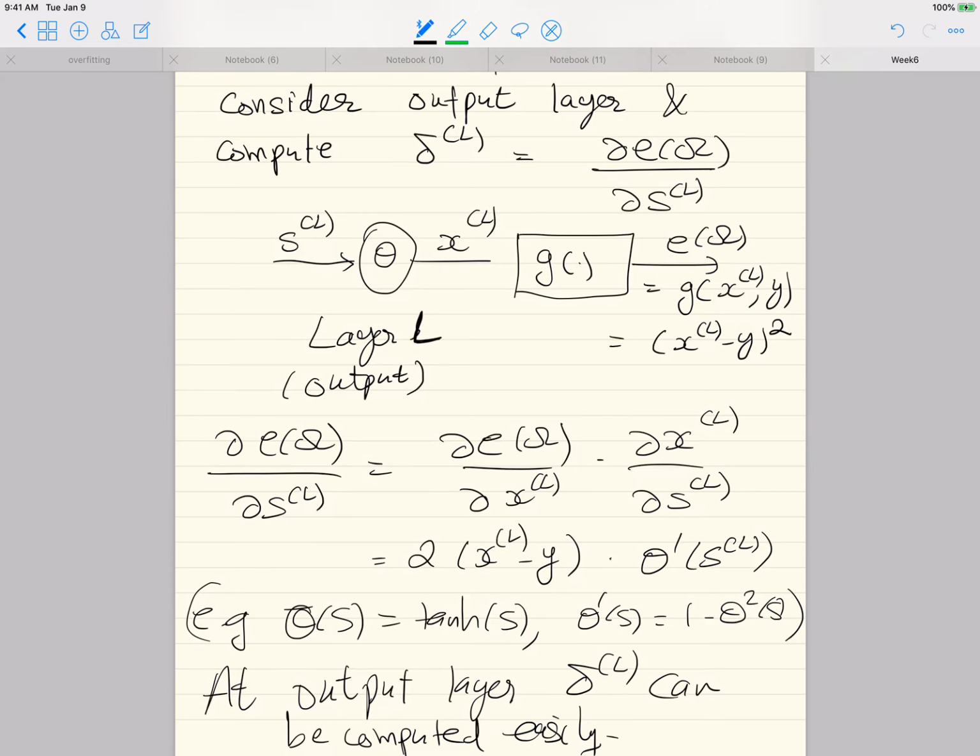Any questions? So we are good with delta capital L. Now the next thing is to compute delta at the previous layers in a recursive way. So we'll then go to layer L minus 1, L minus 2, all the way to the input layer and compute the backward messages recursively at each layer. That's the next step.